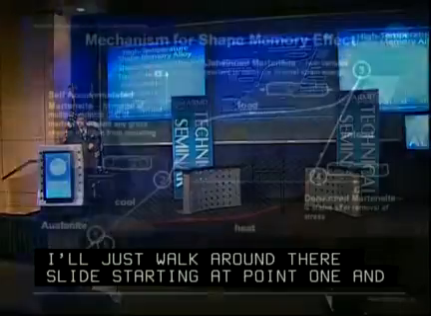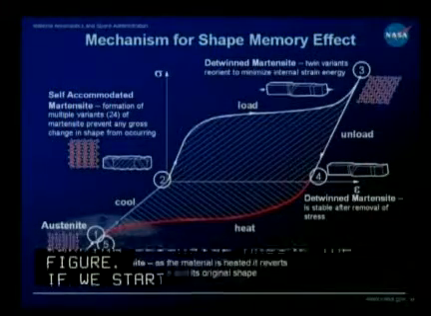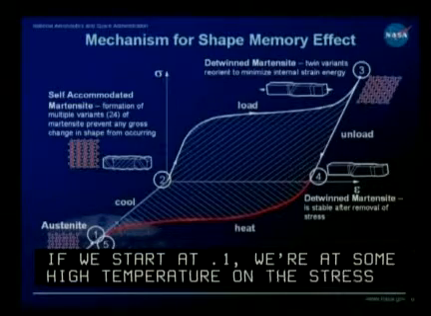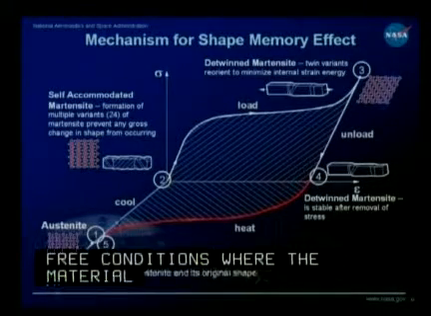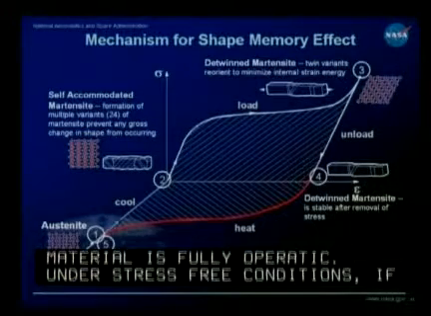If we start at point 1, we're at some high temperature under stress-free conditions where the material is fully austenitic. Under those stress-free conditions, if we allow the material to cool, will form what's called self-accommodated martensite.